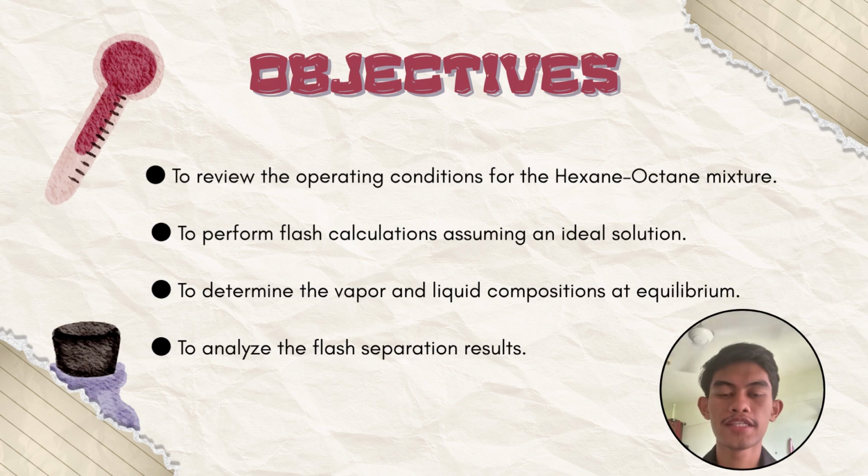So next are the objectives of our project. The first objective is to review the operating conditions of the hexane-octane mixture. The second one is to perform flash calculations by assuming the mixture behaves as an ideal solution. We also determine the vapor and liquid compositions at equilibrium and finally analyze the separation results.